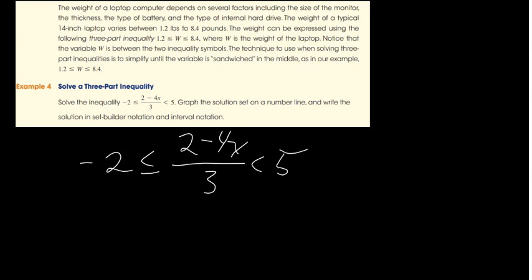Okay, so first thing we need to do is clear the fraction. We have the fraction of 3 here, so what we must do is multiply 3 by every single part. In order to clear that fraction of 3, we must multiply the entire problem by 3.